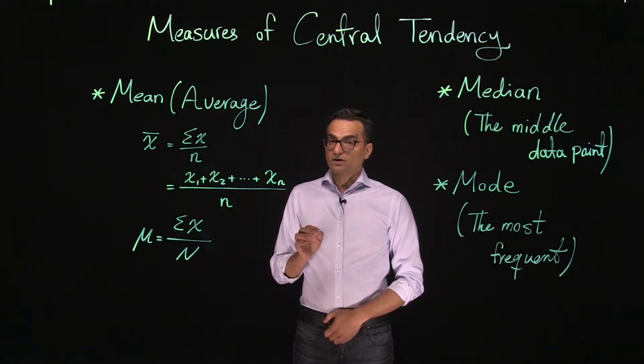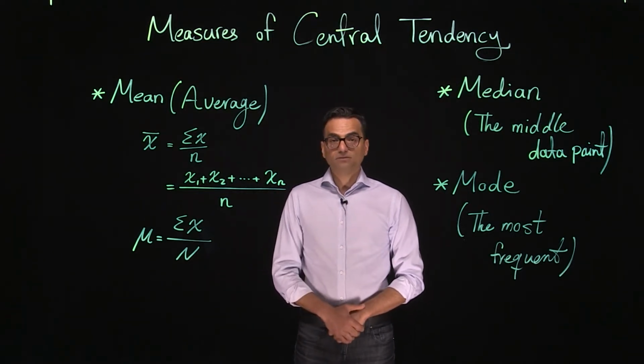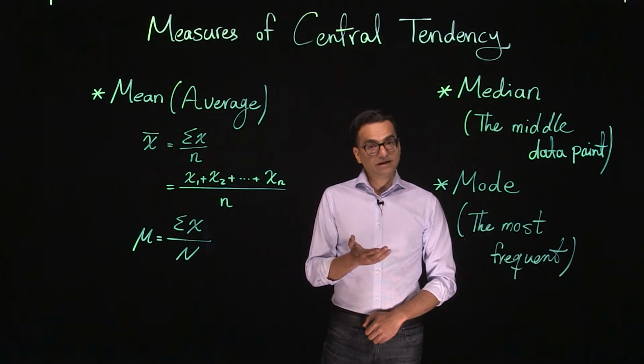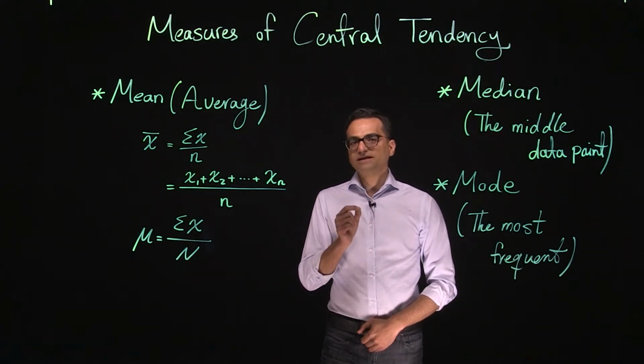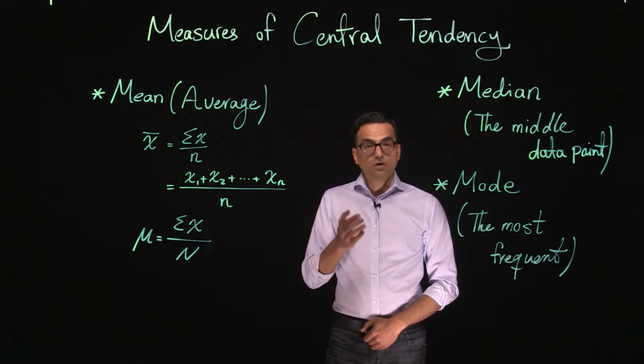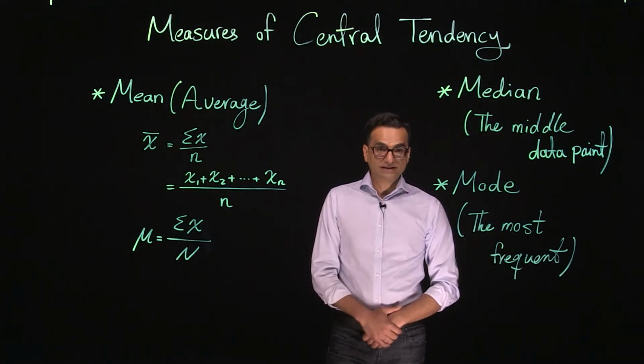The most important one and the most commonly used one is called mean. It is also called arithmetic mean or the average. It is the sum of the data points within a data set divided by its size, or basically the number of data points in that set.